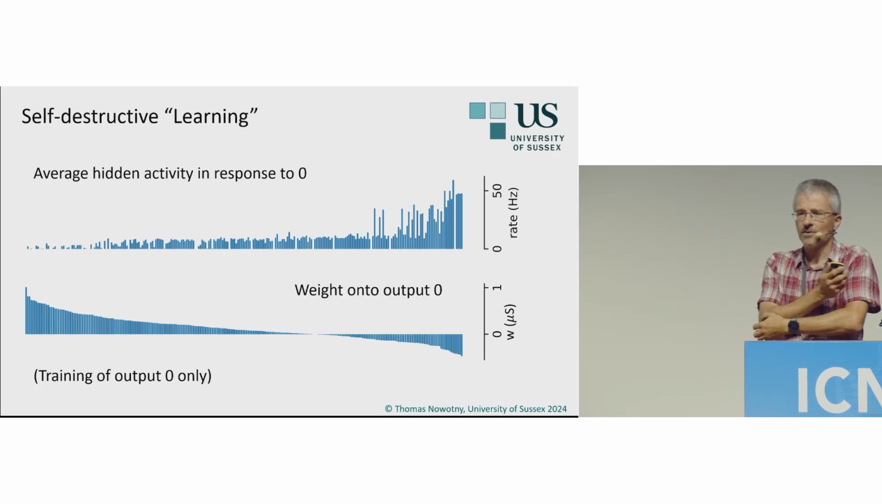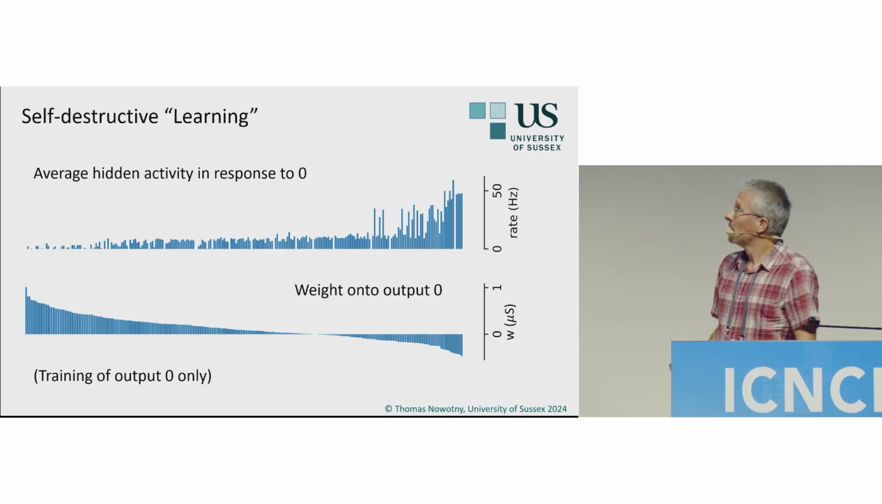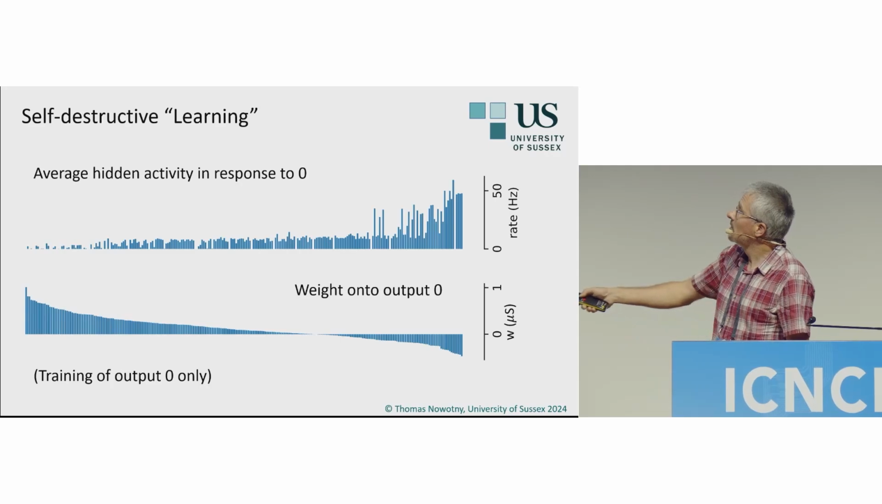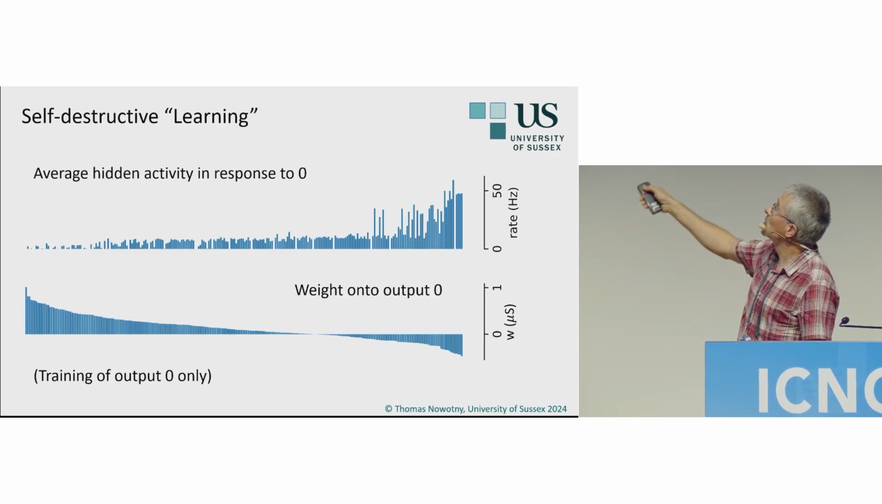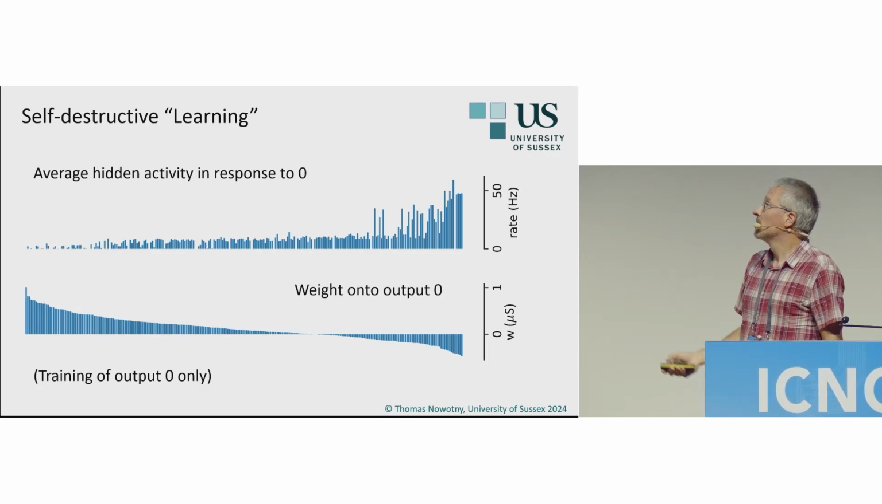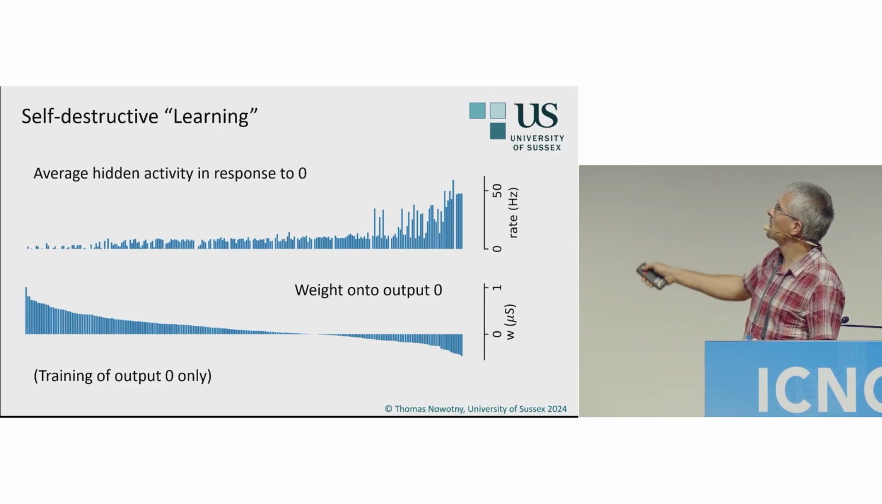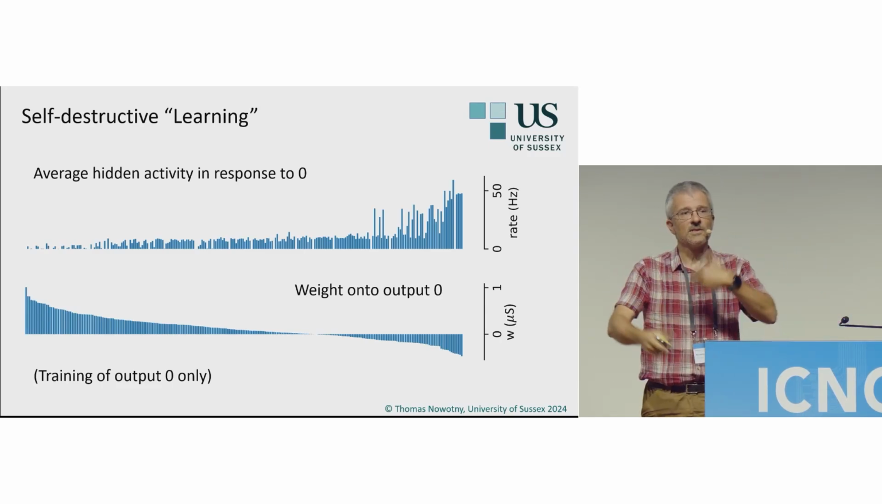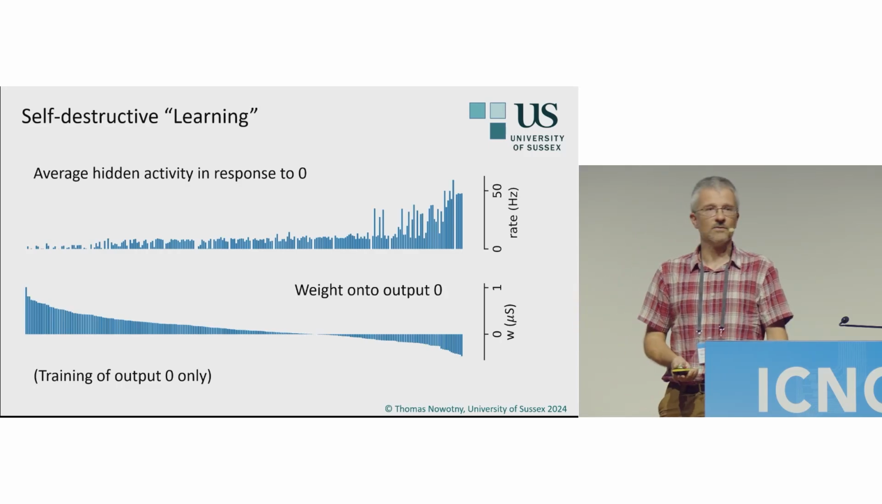So here I was just training one single output, 0, and did that for a while, and then I examined the weights onto the output neuron 0 and ordered the neurons by that. This is the average number of spikes that these neurons were making for inputs of the type 0. And you can see the ones that have positive weights on the correct output neuron weren't actually spiking, and the ones that are spiking have negative weights. So it learned the opposite in the hidden layer than in the output layer, and that obviously couldn't work.